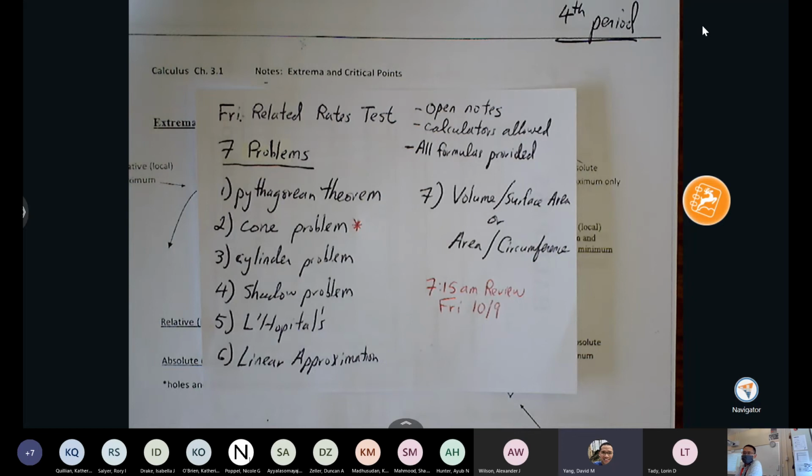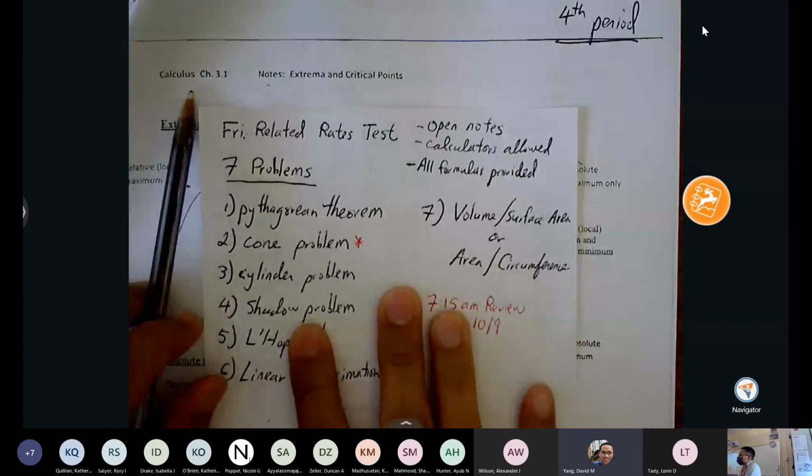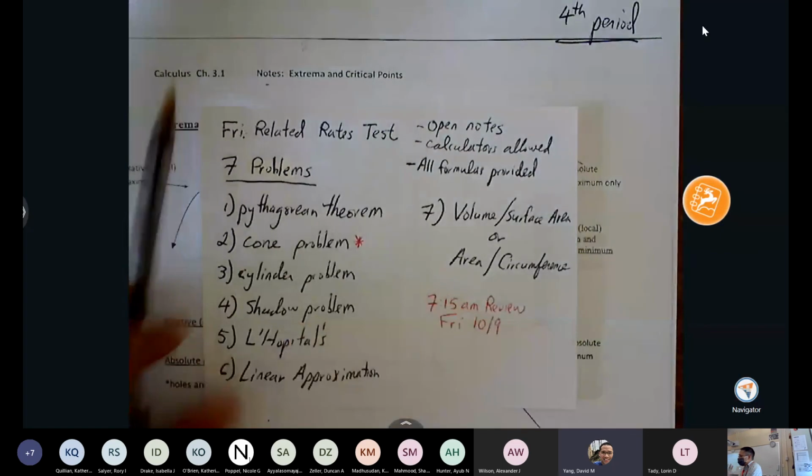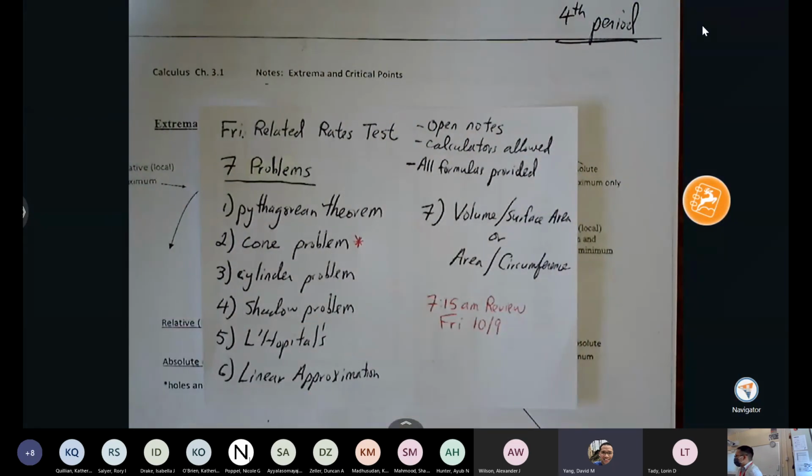All right, good morning, guys. Today we're going to do notes for 3.1. Okay, not going to be on the test tomorrow. We're just flip-flopping the days between yesterday and today. Yesterday was supposed to be the test. We flipped it to today, so we flipped it to tomorrow. So we're going to do 3.1's notes today.